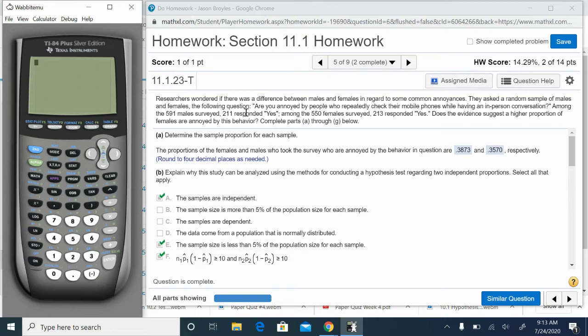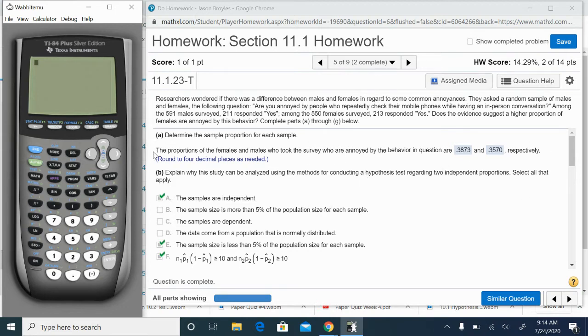When they give them to you, they switch the order in the very first problem, which is not fair in my opinion, but be a little bit careful about that. So in the problem, they give you the numbers for males first, and they give you the numbers for females second. This very first problem, though, part A, they're wanting you to put the proportion for females first and for males second. So the first time I put it in, I got it backwards, so just be careful about that.